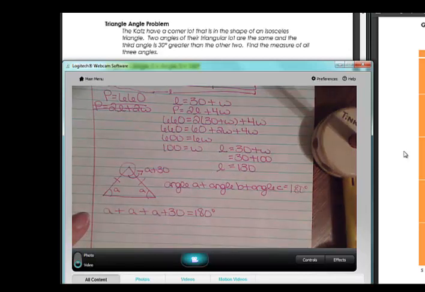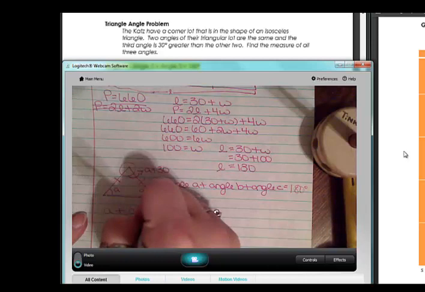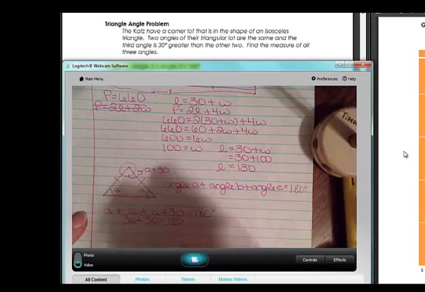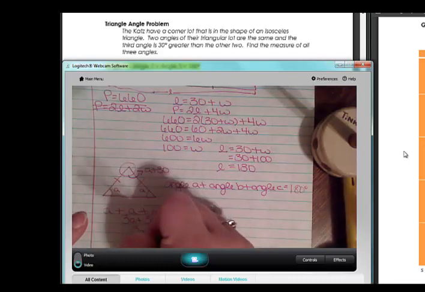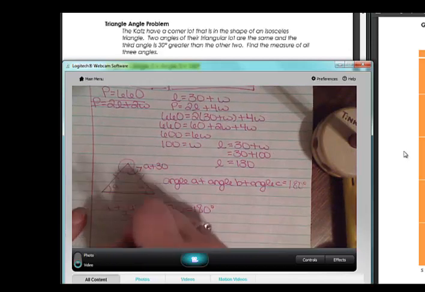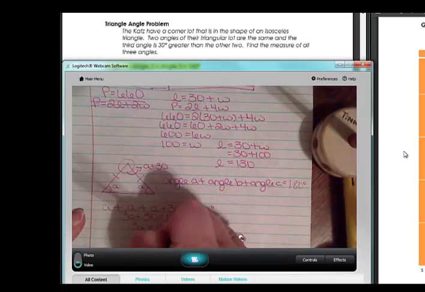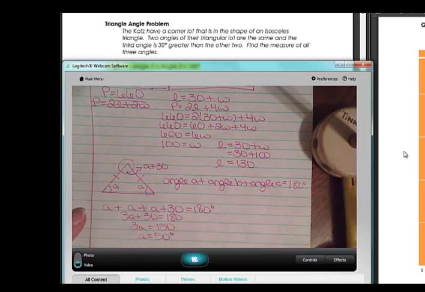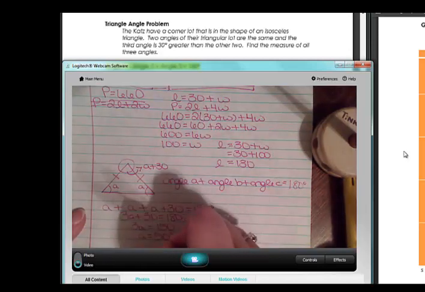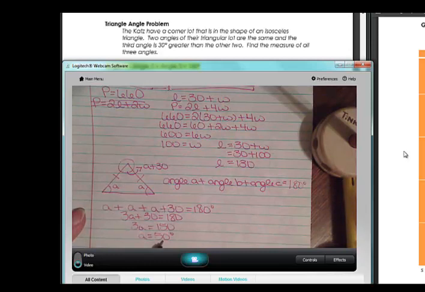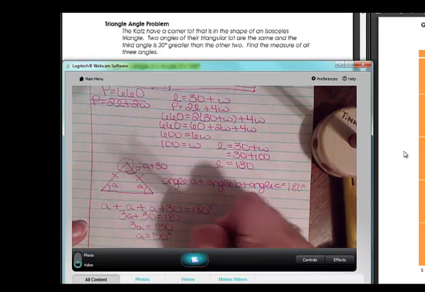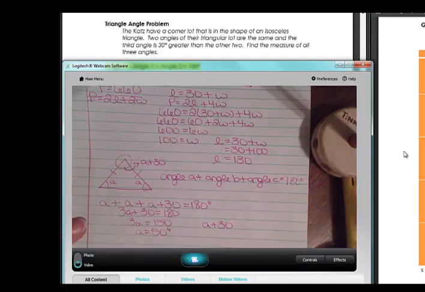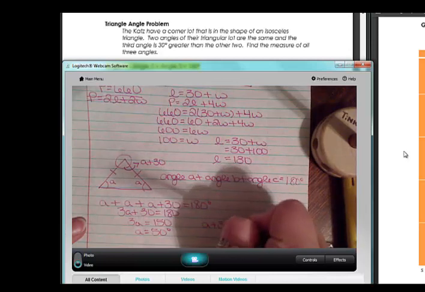So we have 1, 2, 3 A's plus 30 equals 180. Subtract 30 and divide by 3, and you get 50 degrees as angle A. Now remember, angle A is also angle B, so our two smaller angles are 50 degrees, and then our larger angle was A plus 30. And if we said A is 50, that means our larger angle is 80 degrees.